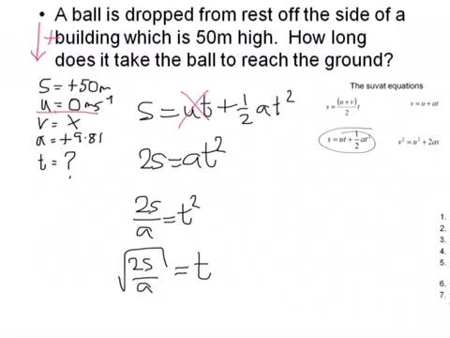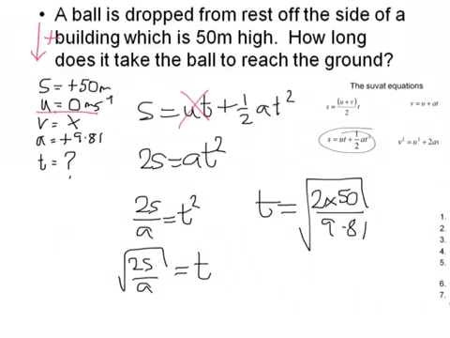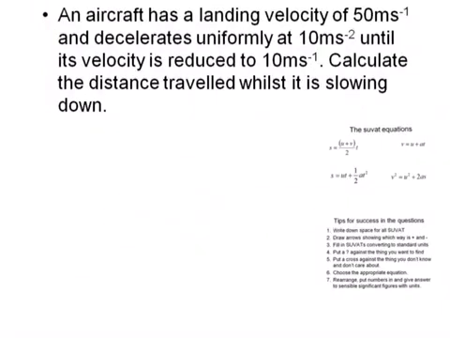So I can now say that t, the time, is equal to the square root of 2 times 50 divided by 9.81, which will be equal to 3.19. Rounded to a sensible number of significant figures, and then I need my units, which will be seconds. Okay, so let's try a second example.